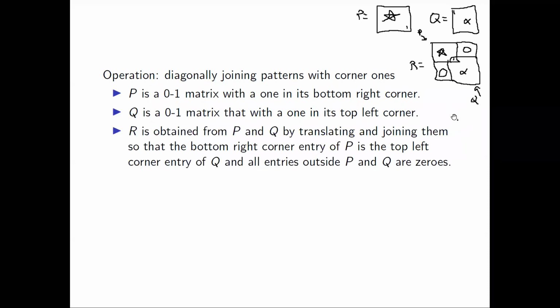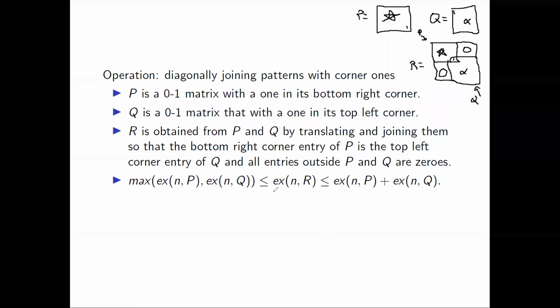And I claim that the maximum of ex(n, P) and ex(n, Q) is less than or equal to ex(n, R), and that's less than or equal to ex(n, P) plus ex(n, Q). The interesting part of this inequality, again, is the right side.